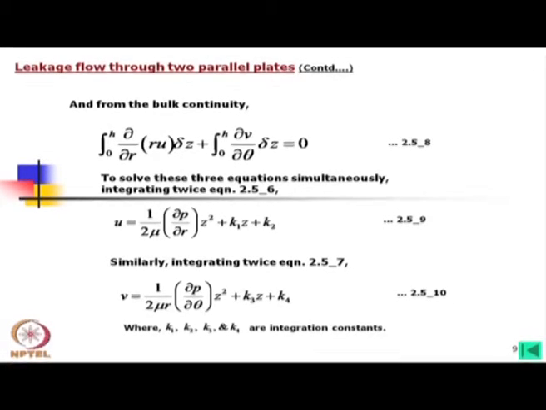So, again I repeat. We have got earlier equations in terms of del square u by del z square and del square v by del z square, and from that equation we have carried out this integration twice and we have got these two equations.